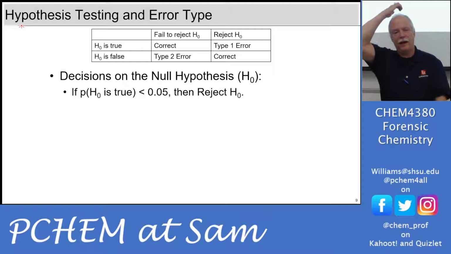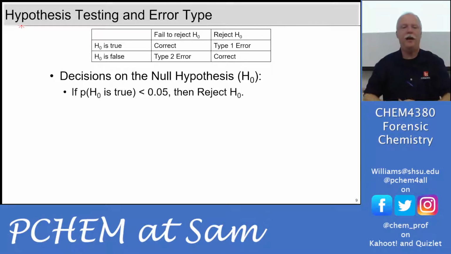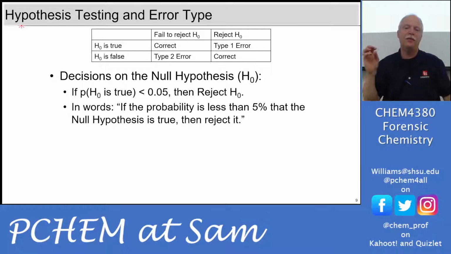So this is the statistical way to make this decision. We have our null hypothesis, and if the probability that the null hypothesis is true is less than 0.05, then we reject that null hypothesis. In words, we're saying if the probability is less than 5% that the null hypothesis is true, then reject it. It's a pretty stiff bar, isn't it? If there's a 6% chance, or even 5% chance that the null hypothesis is true, then we're going to keep it.